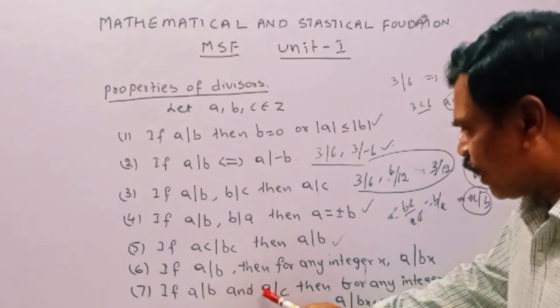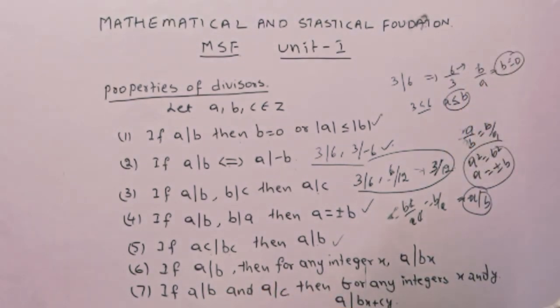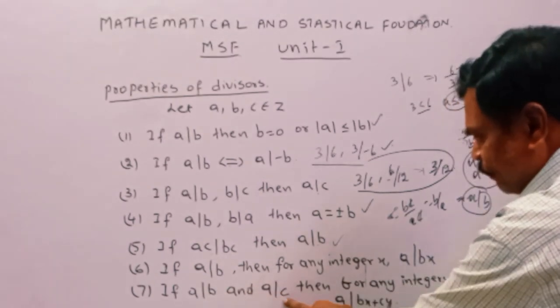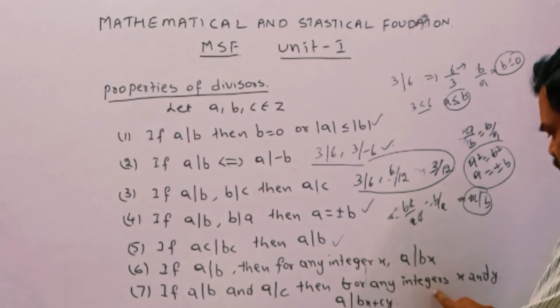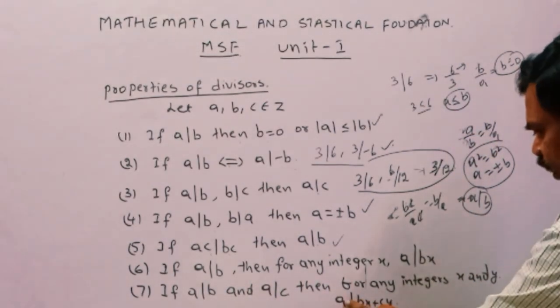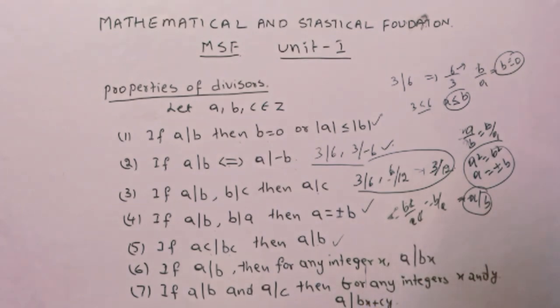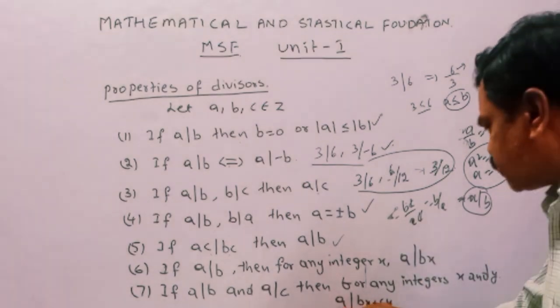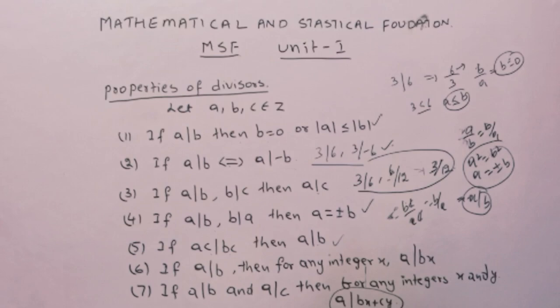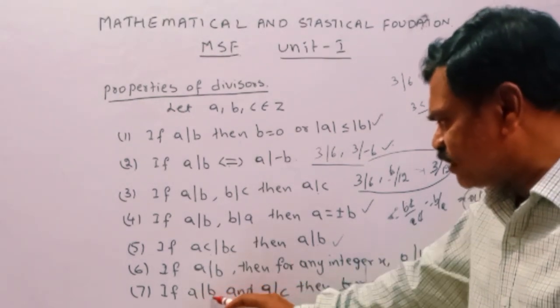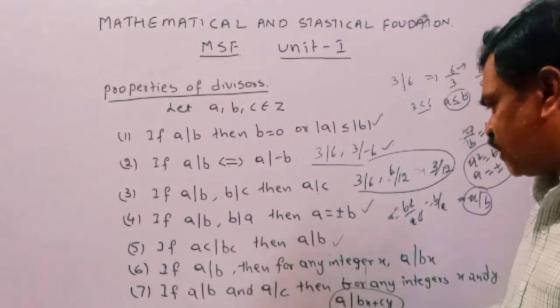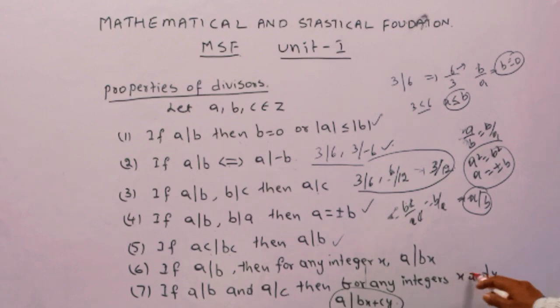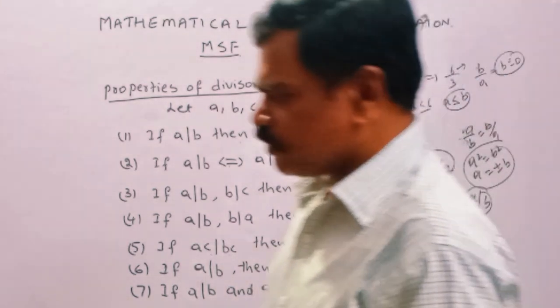If a divides b and a divides c, then for any integers x and y, a divides bx plus cy. This is the condition: if a divides b and a divides c, then for any integers x and y, a divides bx plus cy. These are the 7 properties of divisors.